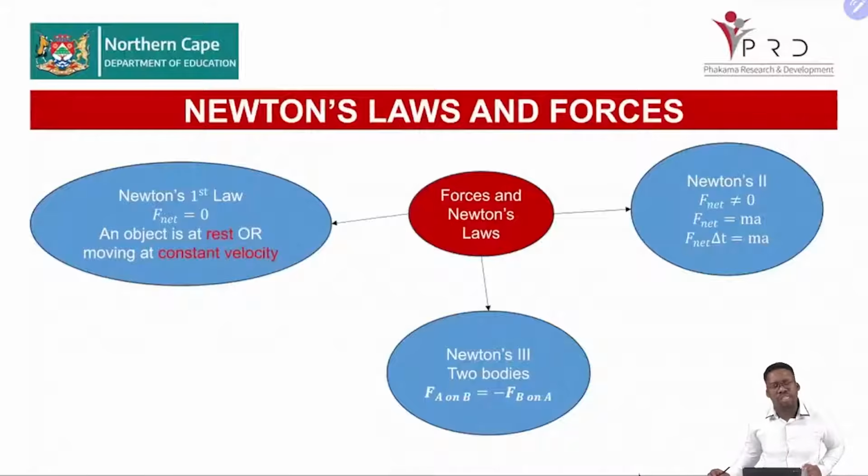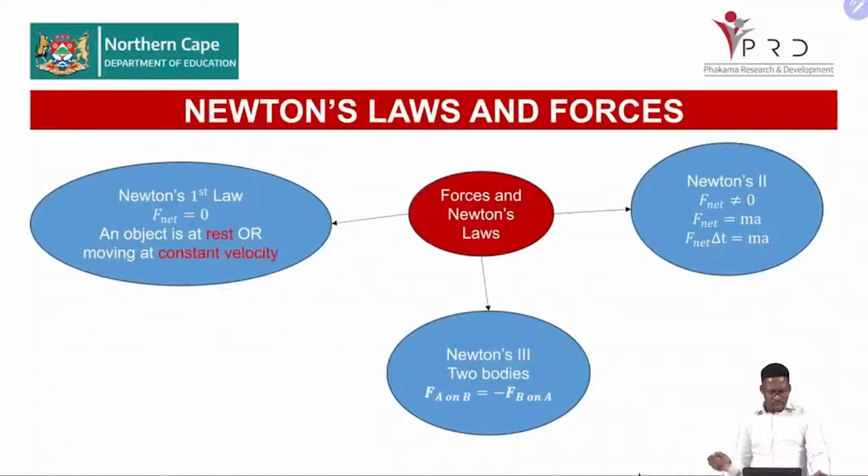Then the last question will be a high order question: 5 marks, 6 marks, or 7 marks. And we are saying to learners, in question 2, when you see 5 marks, 6 marks, or 7 marks, yours is to write F net is equal to ma, and then you substitute from there, because 1 mark will come from the formula, the other marks will come from substitution.